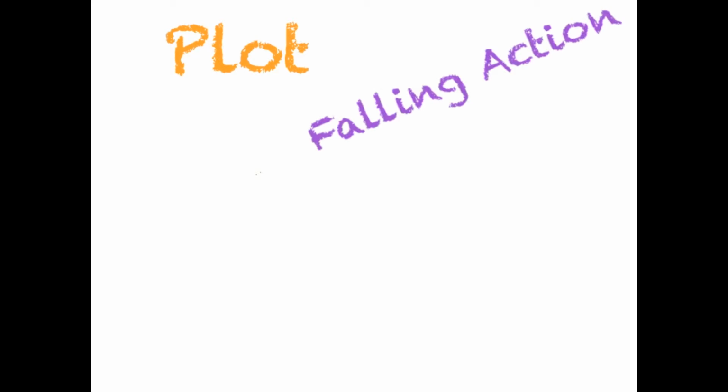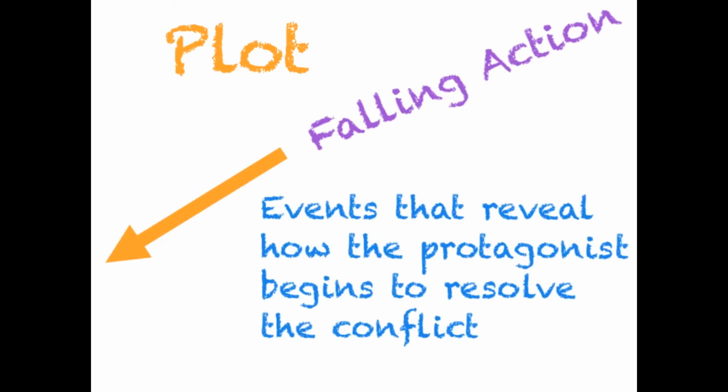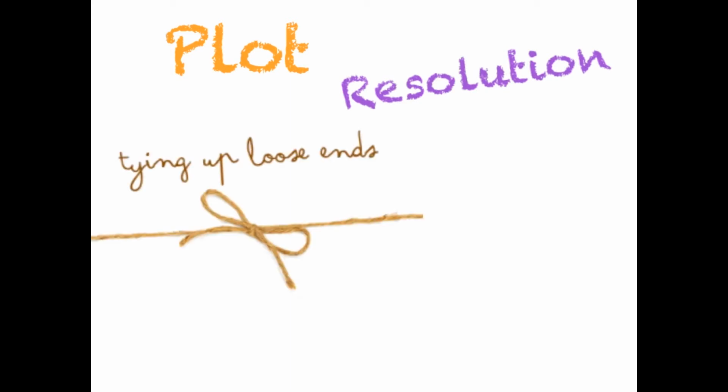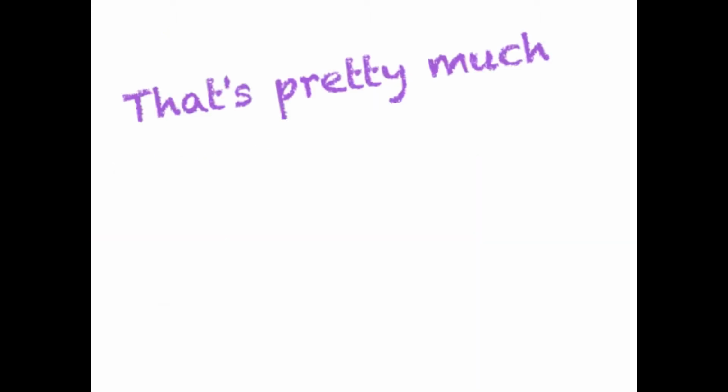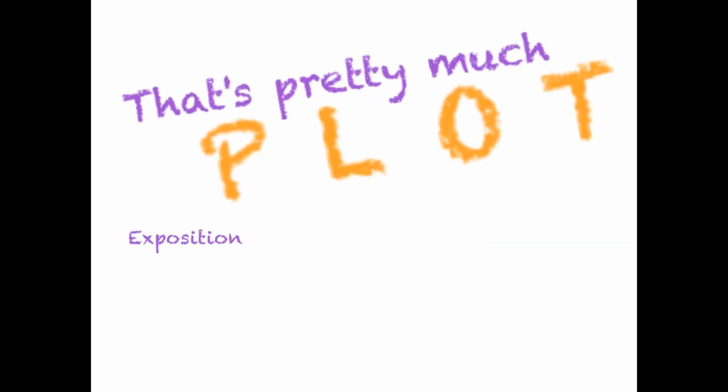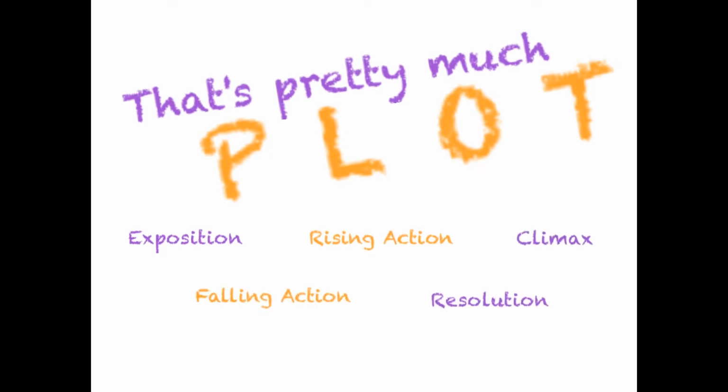After the climax, there's, you guessed it, falling action. These events reveal how the protagonist begins to resolve the conflict. It begins to ease the suspense. And finally, there's the resolution, which ties up the loose ends. Sometimes there's an unexpected twist before the story ends. So that's pretty much plot: exposition, rising action, climax, falling action, and resolution.